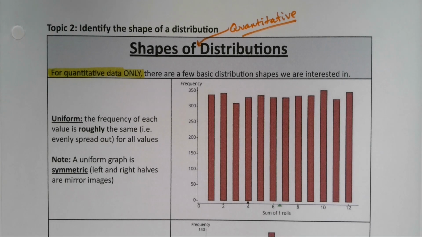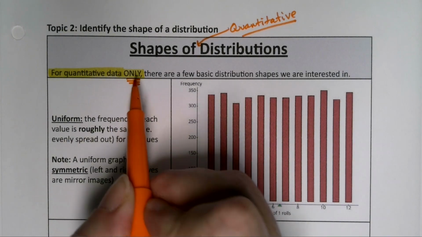Now that we know how to make some basic quantitative data distribution graphs, namely the histogram and the dot plot, we want to talk about the potential shapes they can take on. Now, it's important to note that what we're about to discuss here is only true for quantitative data. It cannot work for qualitative data.